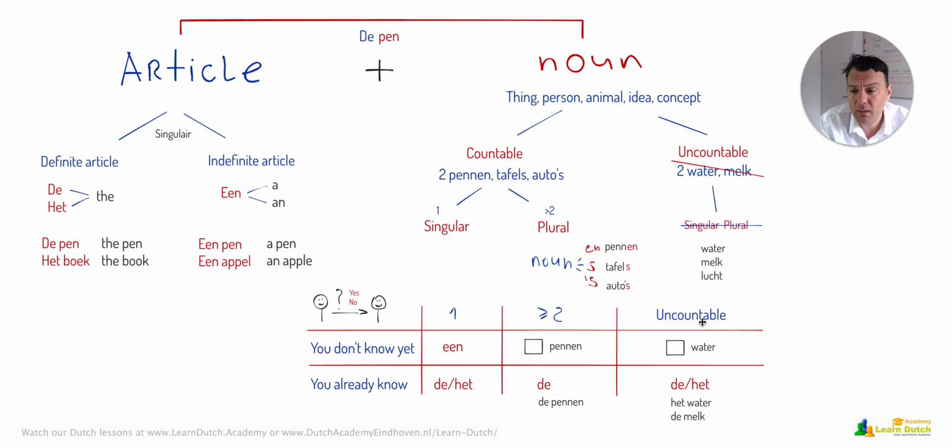When it is uncountable, then we use de or het. Why? Because an uncountable noun doesn't have singular or plural. So we just use the article. Het water or de melk.